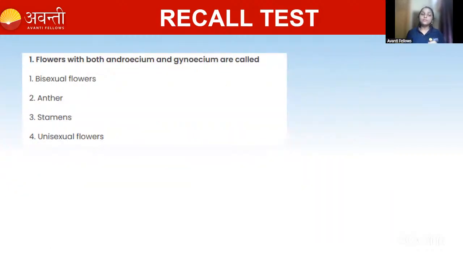The flower with both androecium and gynoecium is called what? You can see the flower we studied yesterday, right? Hibiscus. That has both male and female parts, right? What do we call that flower? Option 1, bisexual. Option 2, anther. Option 3, stamens. Option 4, unisexual flowers.